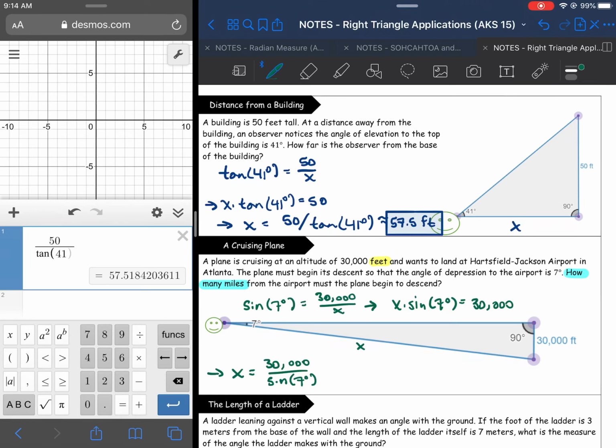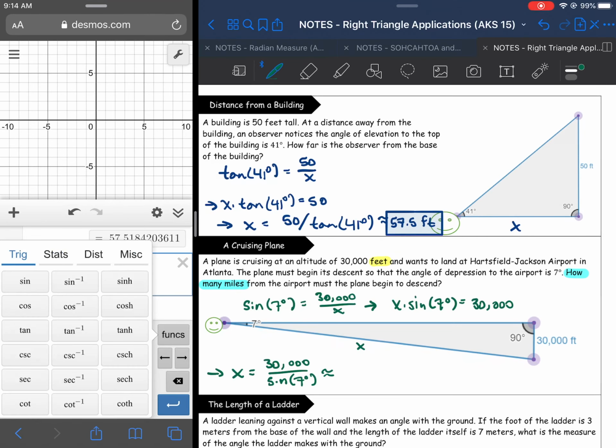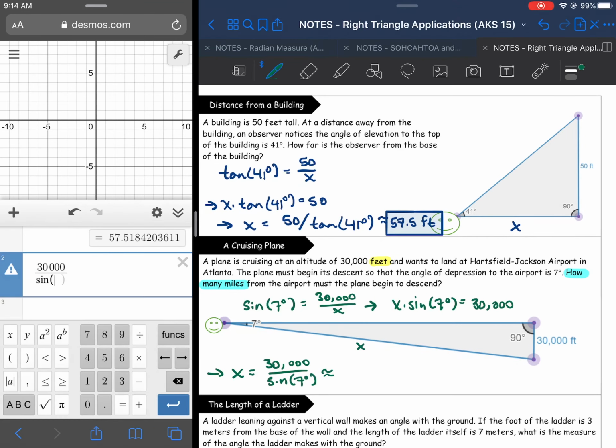So let's go ahead and use Desmos to approximate this. Again, we're already set in degrees for Desmos, which is important. So let's go ahead and calculate 30,000 divided by the sine of 7 degrees. And this gives me approximately 246,165 feet.